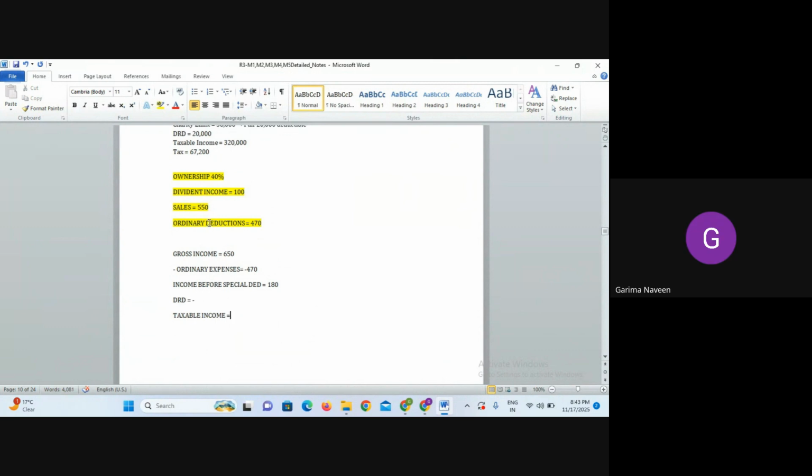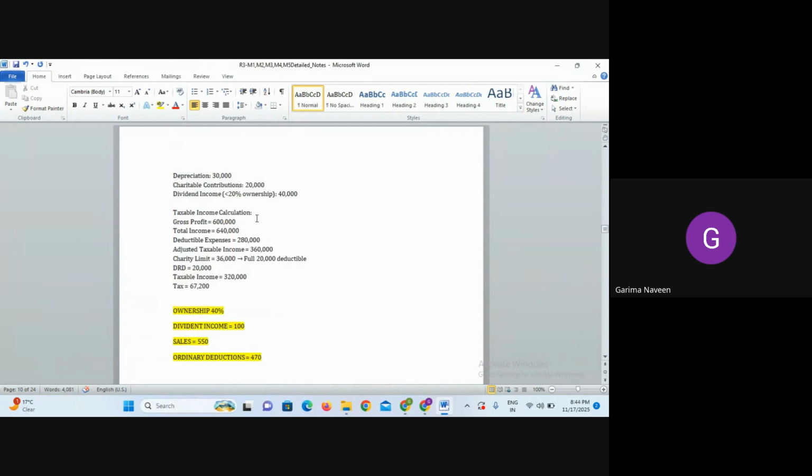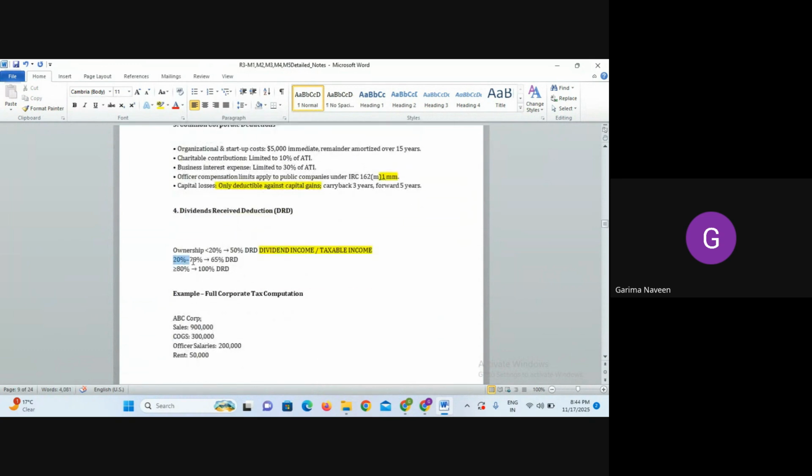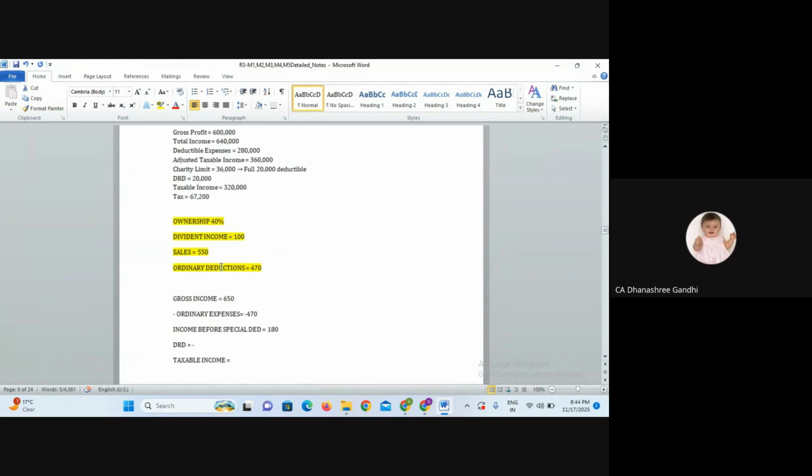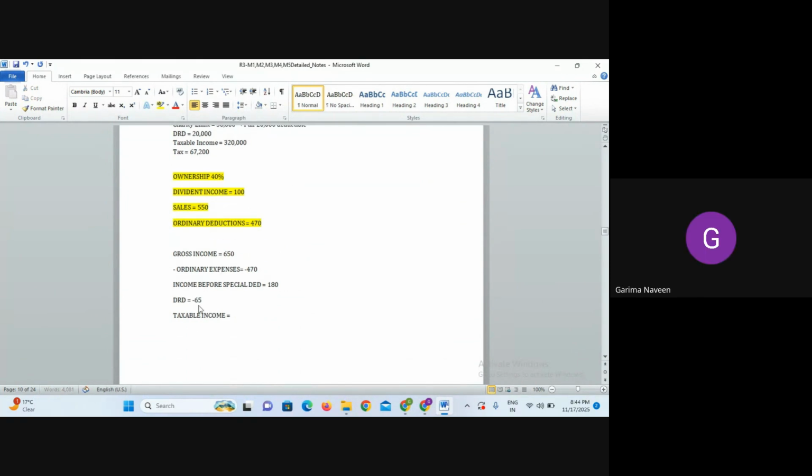Okay. It's 100, and taxable will be 80. Okay, DRD is $100, but it is the lower of the amount. If you have ownership more than 20%, then how much DRD? 65% of DRD will be applicable. So if you have ownership greater than 20%, then it will give you 65. Then 180 minus 65, and it will give you the taxable income of 115.